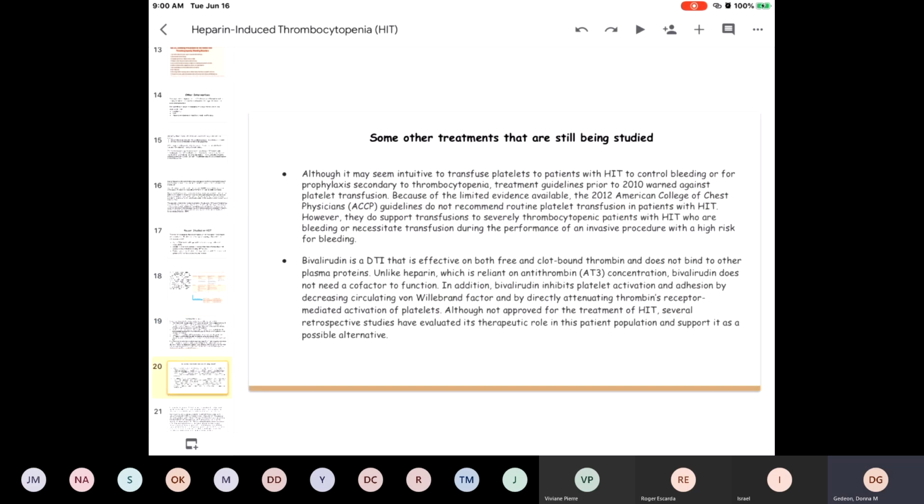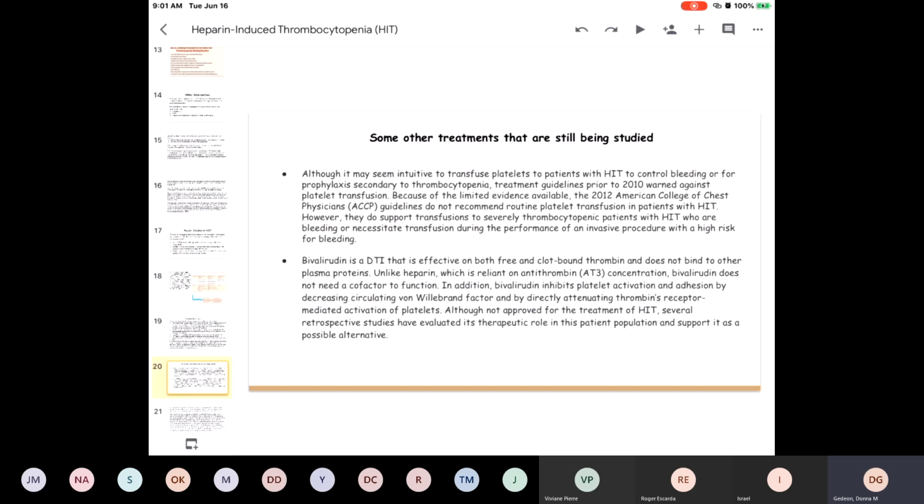Some other treatments are still being studied. Although it may seem intuitive to transfuse platelets to a patient with HIT to control bleeding, or for prophylaxis secondary to thrombocytopenia, treatment guidelines prior to 2010 warn against platelet transfusion.